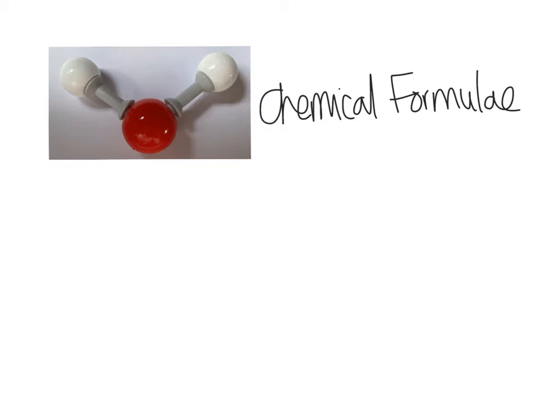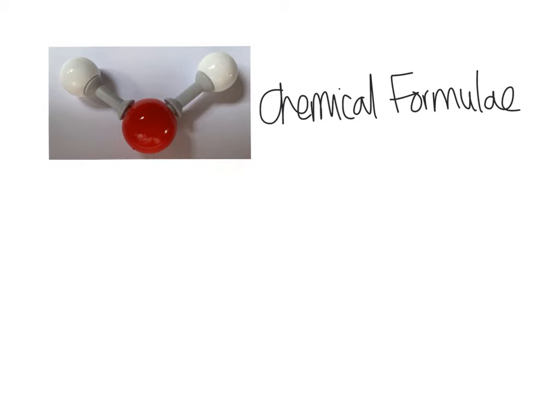Chemical formulae tell us about the elements in a chemical and the number of atoms of each of those elements. The picture to the top left is of a molecule of water, or at least a model of it. The spheres represent the atoms. The lines in between are the bonds that hold those atoms together.